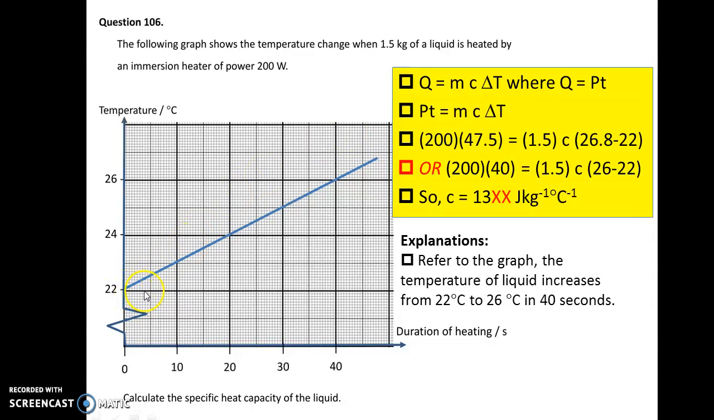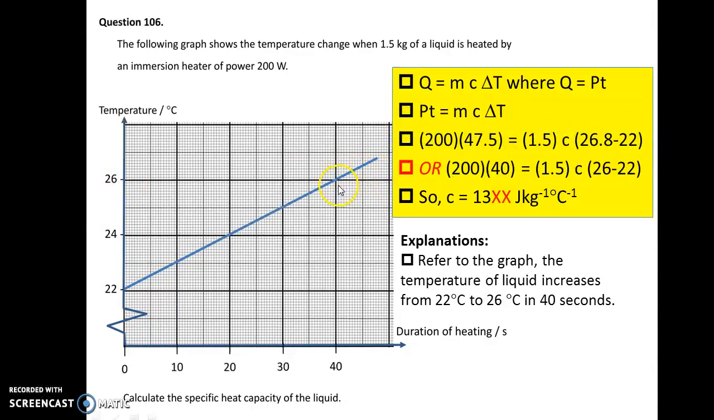For example, when the time increases, the temperature increases from 22 degrees to 26, or even finally to 26.8 degrees Celsius. Now, if you take this point, the end of the line, then you can see it takes 47.5 seconds to increase its temperature from 22 to 26.8 degrees Celsius. So that's the first equation.